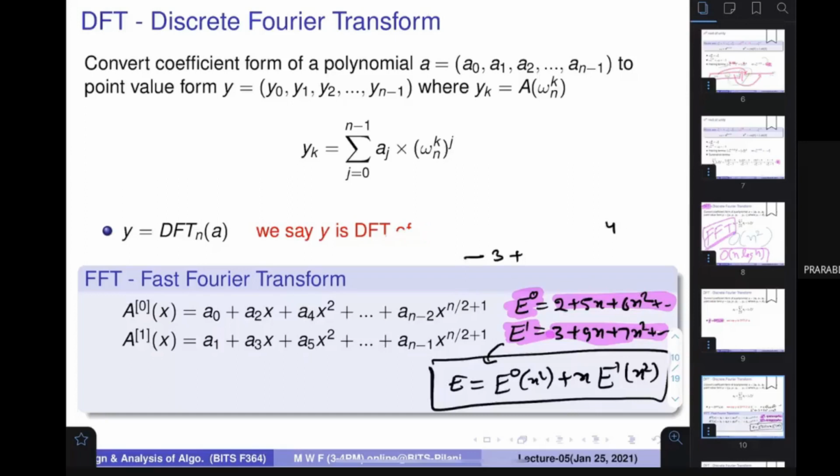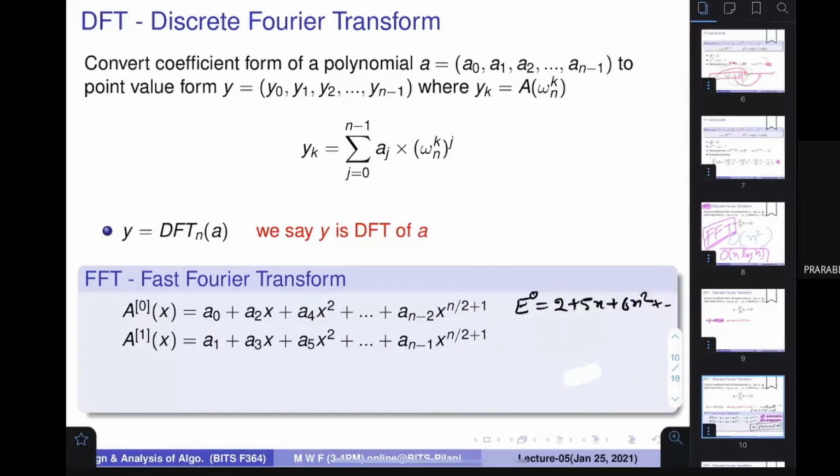And the same was written on the slide. I said that A(x) is equal to... there was some expression that was not shown, actually my mistake. So if I take a0, then a2 x squared, then a4 x to the fourth, up to a(n-2) x to the power n-2, and the odd terms a1, a3, a5 are here.